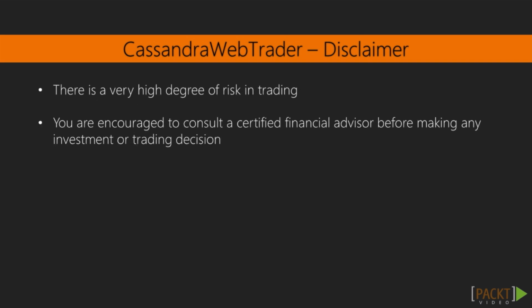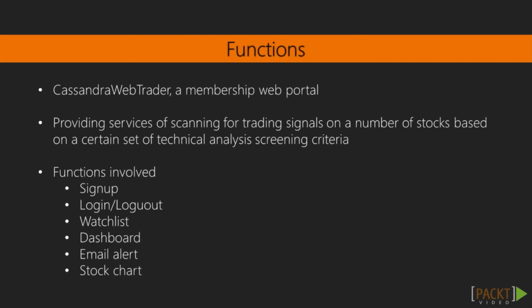Alright, Cassandra Web Trader is a membership web portal that serves as a stock screener to scan for trading signals on a number of stocks based on a certain set of technical analysis screening criteria. The market data will be obtained from Yahoo Finance, which provides free of charge end-of-day stock quote data. As a membership web portal, it provides functions such as member sign-up, log in and log out, stock watch list, email alert of trading signals, and stock charts.